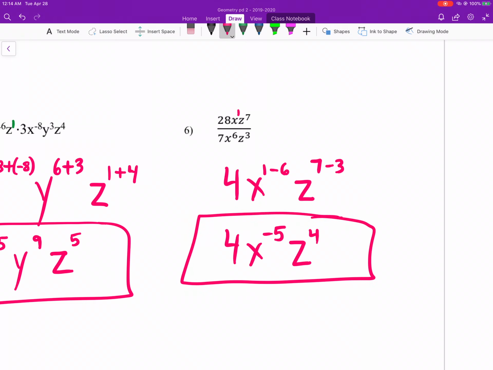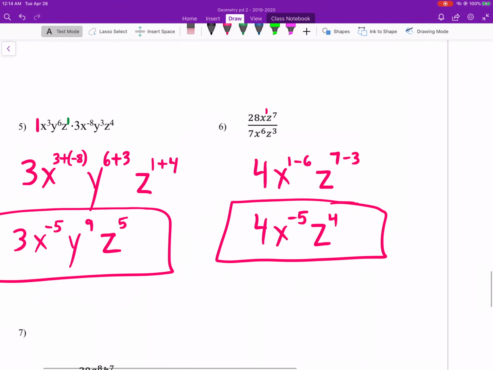And we're going to talk a little bit later on. This is really just getting our form down. We're going to talk about how we can make that exponent that's negative into a positive.